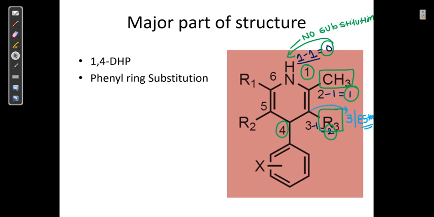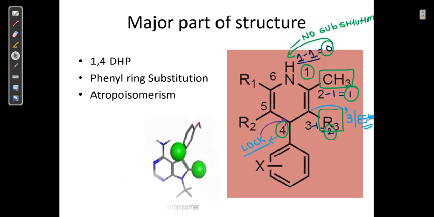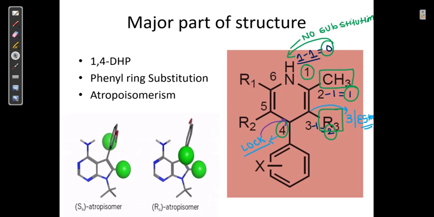And if you come to the fourth position, there is no double bond, so we cannot subtract anything, but we can say the lock. So lock containing 4 alphabet. From that I can come to the conclusion that at the fourth position we have atropisomerism lock. If you see, this is not exactly this structure, but to show you how it is locked.